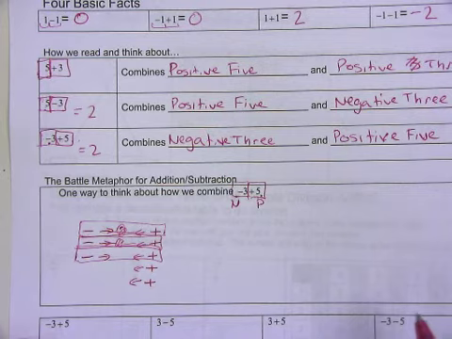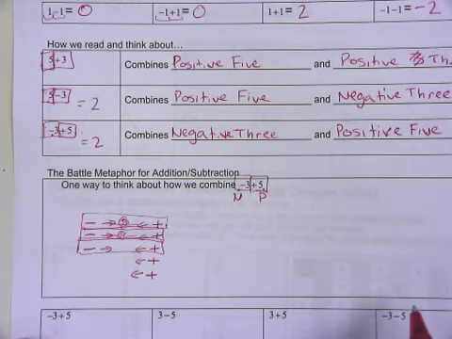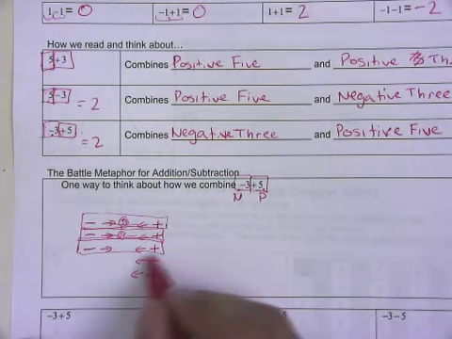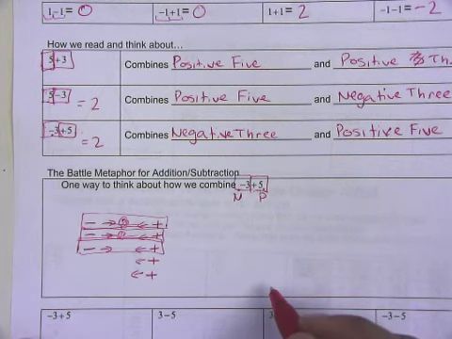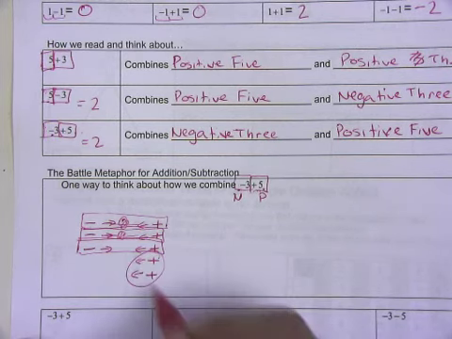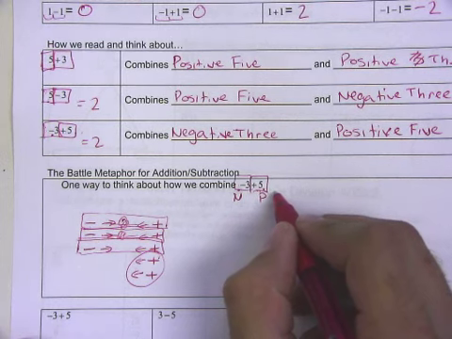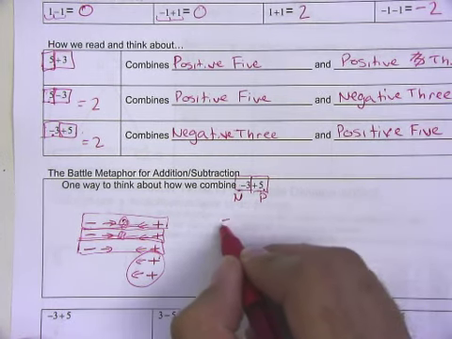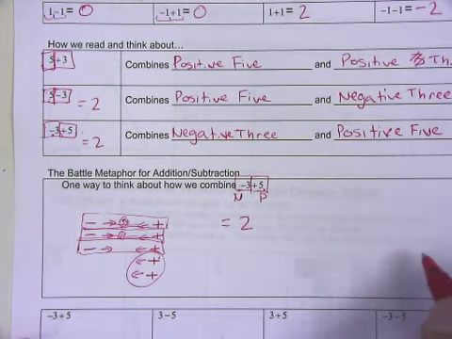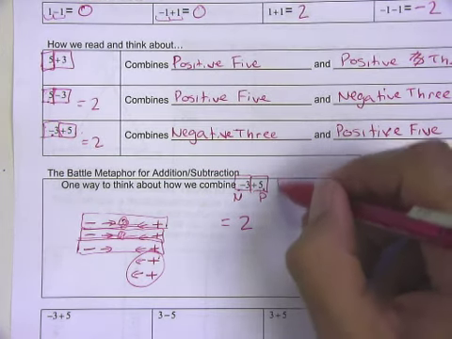And then the question just becomes this. Who's going to win this battle? Well, it's going to be the positives. How many of them will be left alive? 2. So then the answer to negative 3 plus 5 is positive 2. Let's do another example just real quick here.